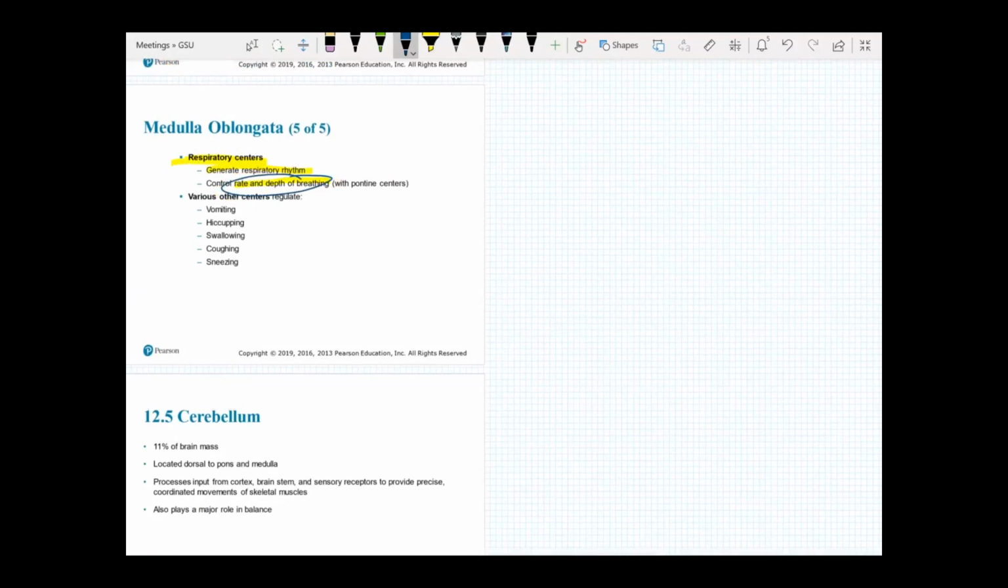And then this area is also responsible for many homeostatic mechanisms related to the autonomic nervous system. Some of those that can go wrong on a very small scale are vomiting, hiccuping, swallowing, coughing, and sneezing. These are all not normal but need to occur. Nothing is really wrong. These are all controlled by your medulla oblongata.